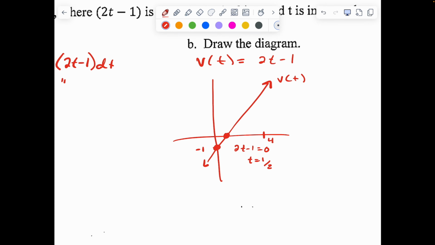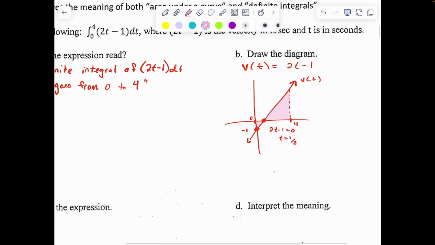If this is 4 and this is 0, it's asking what is the area under this curve, between the curve and the x-axis? And so that shaded area is essentially what we're trying to figure out. Man, if we're allowed to use geometry, that's easy. But we're going to use calculus.